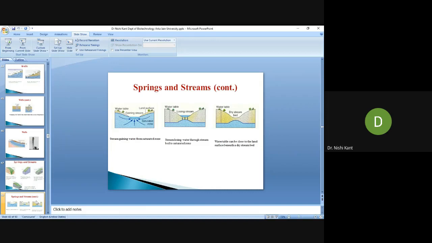Gaining streams are streams that receive water from the zone of saturation. Losing streams are streams that lose water to the zone of saturation.